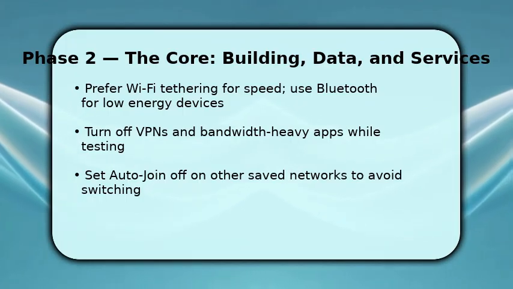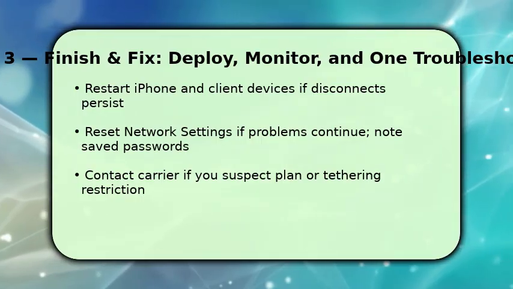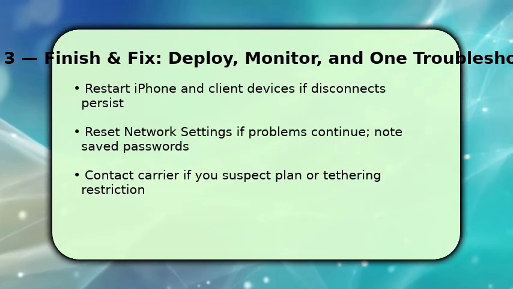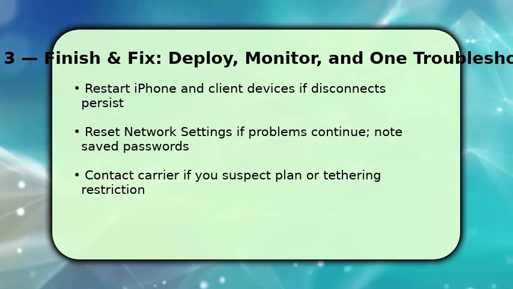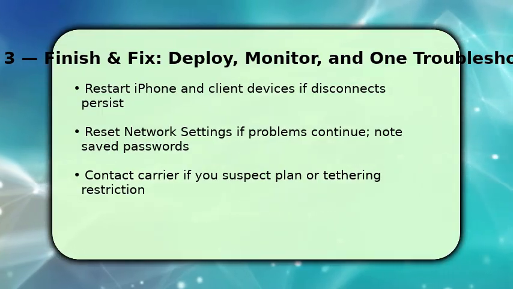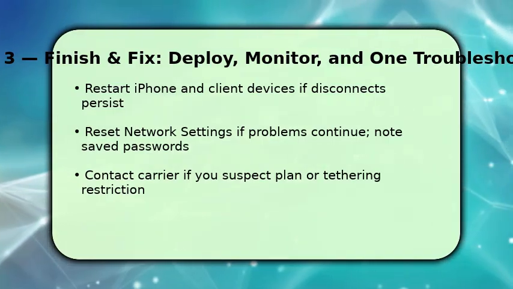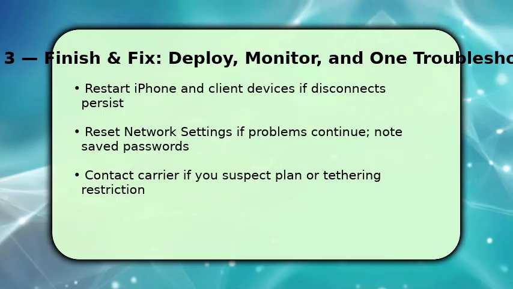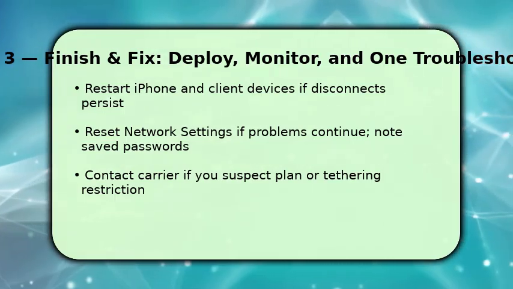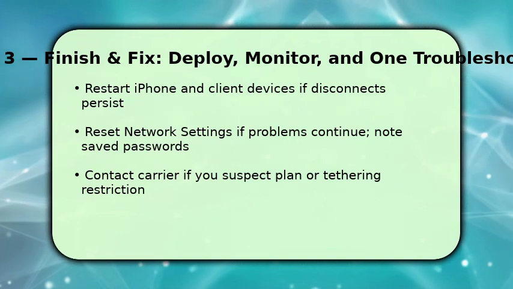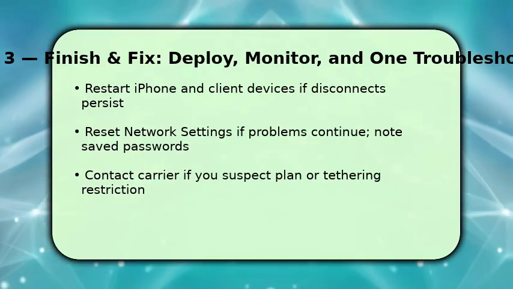You finish by testing with one client, then add more devices slowly to find capacity limits, because too many clients can overload the radio. If disconnections persist, restart both the iPhone and the client device to clear transient radio states. If that fails, reset network settings. This clears misconfigured parameters but will remove saved Wi-Fi passwords, so be prepared. Finally, contact your carrier to confirm your plan allows tethering and that there are no temporary blocks or provisioning issues. That often resolves it.